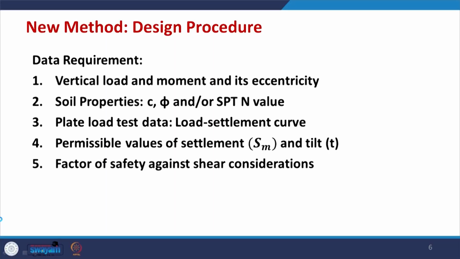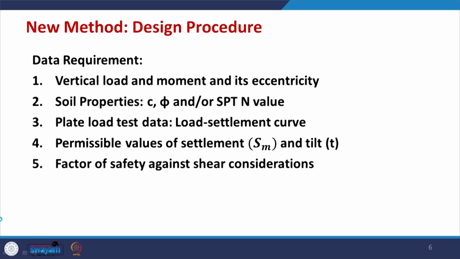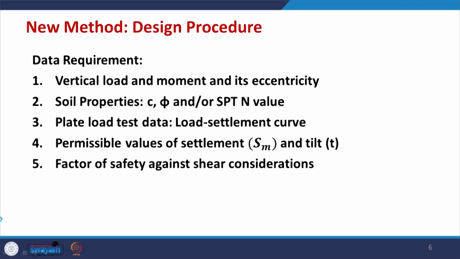First of all, whenever you want to design anything in civil engineering, including a footing or foundation, you require data. So, what data are required for this design? You require vertical load and moment and its eccentricity. Out of this, the vertical load Q will always be available. Now, the second data, whether it is given to you as eccentricity or as the moment value. Then you require the properties of the soil, that is c and phi, or if c and phi are not given, at least what is expected, the SPT N values.